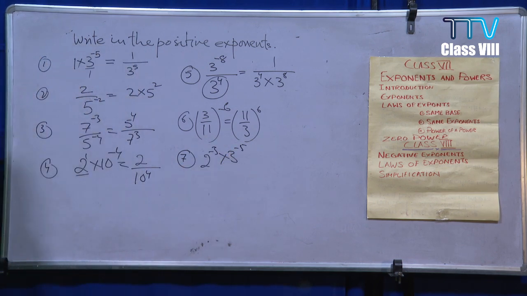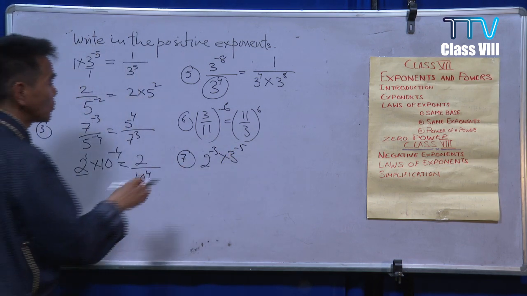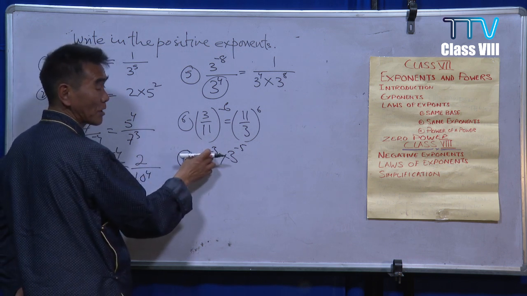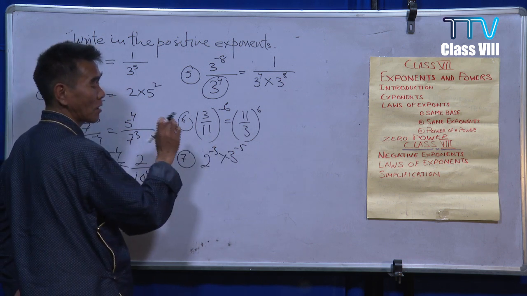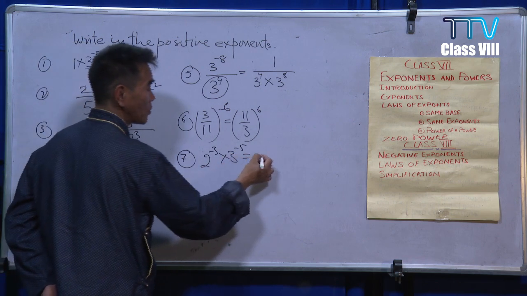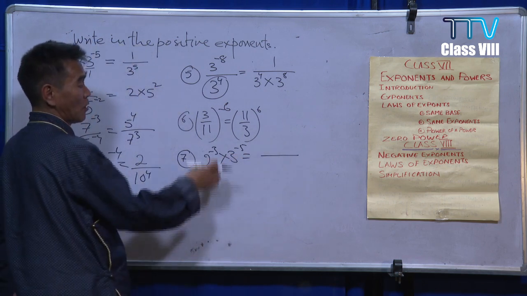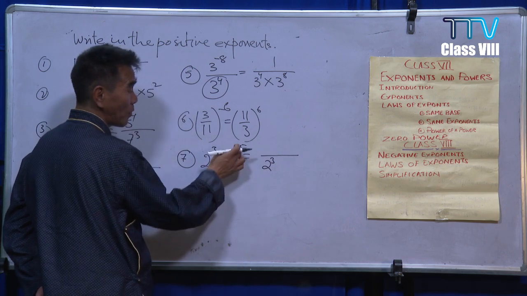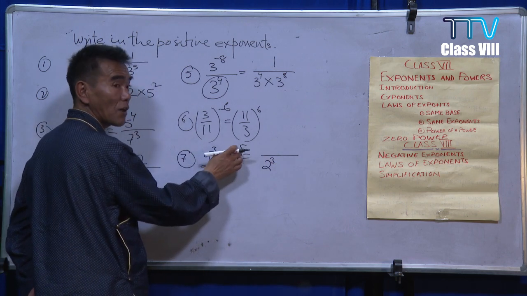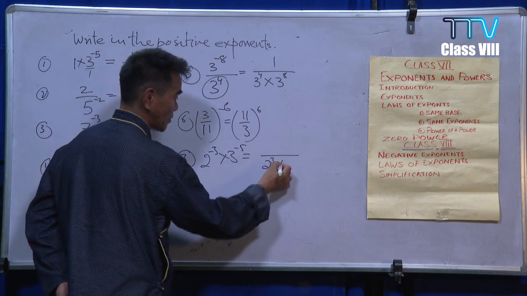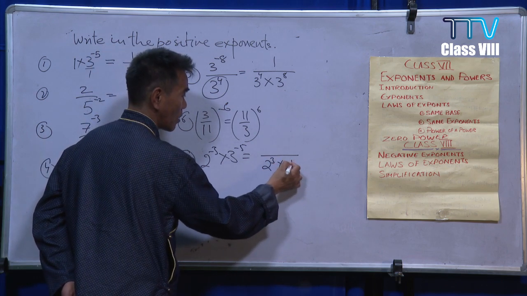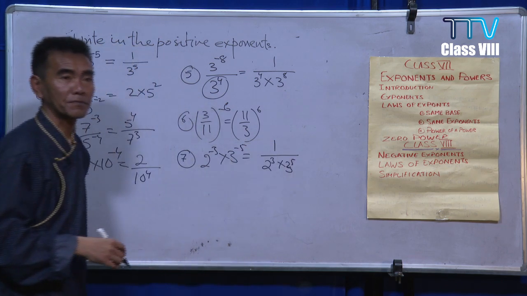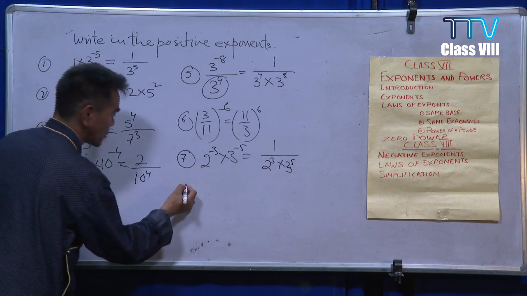2 raised to power 3 power negative 3. 2 raised to power 3. The numerator and denominator is 2 raised to power 3. 3 raised to power negative 5, 3 raised to power 5. Correct? Getting into the last example.